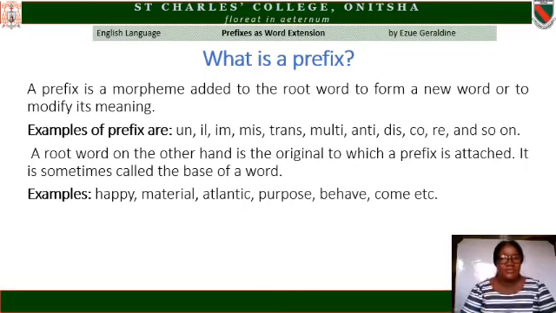For example, we have happy. If you put un, you get the word unhappy. That's a new word. That is why we say prefixes can be used as word extension. That is to say, to form new words. In word formation, we can use prefixes to form new words.